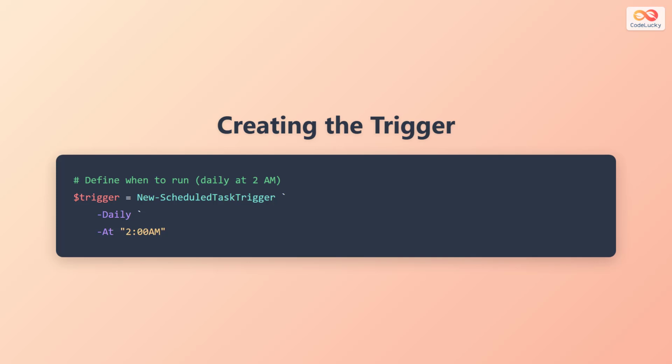Now let's create a trigger that determines when the task runs. You use the New-ScheduledTaskTrigger Cmdlet and store it in a variable called $trigger. The -daily parameter tells the task to run every day. The -at parameter specifies the exact time, which in this example is 2:00 a.m., or 2 in the morning. You can create different types of triggers, such as weekly, at logon, or at system startup, depending on your automation needs.